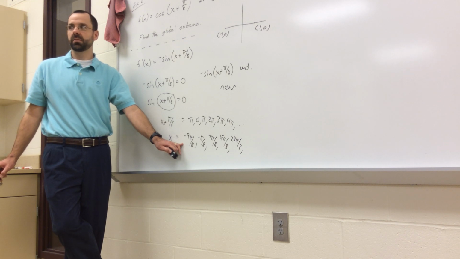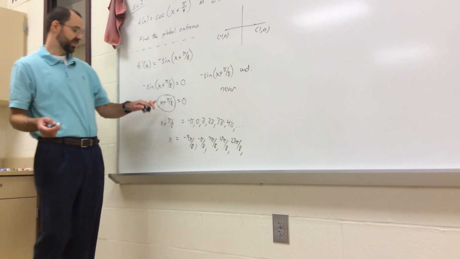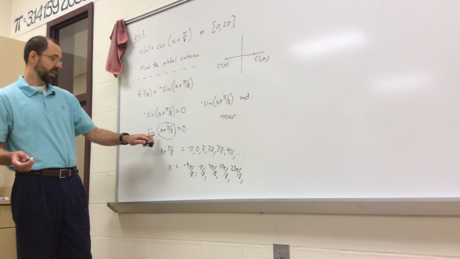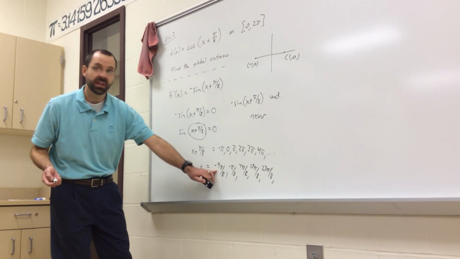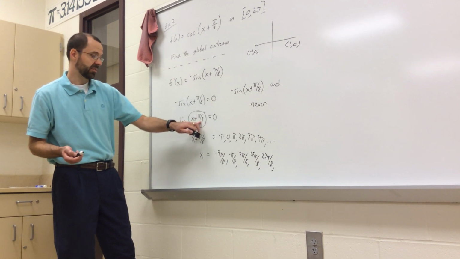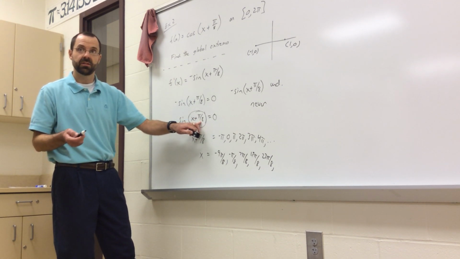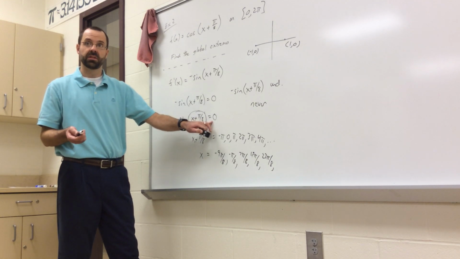Everybody's still doing okay. Yeah. So those values right there are the values that you need to have in that interval? Yes, and they're also all the possible x's that would make this be 0. For example, if I plug negative 9 pi over 8 in there, then I add pi over 8 to it, I get negative 8 pi over 8, which is negative pi, and then the sine of negative pi is 0.